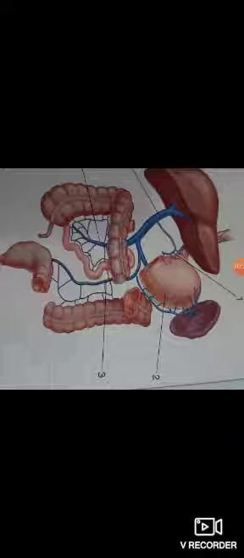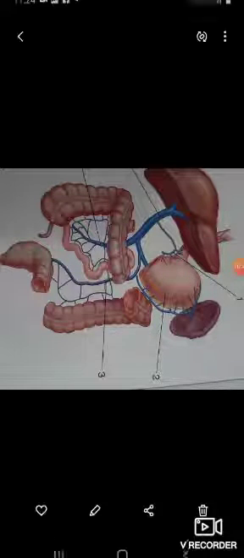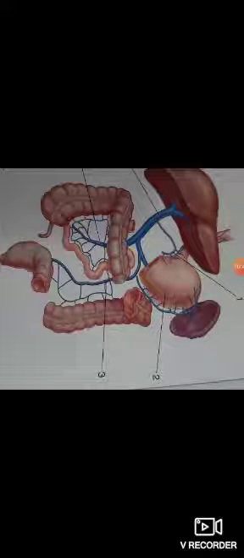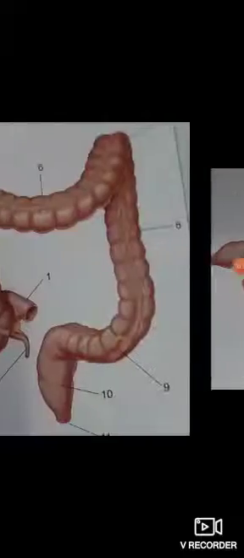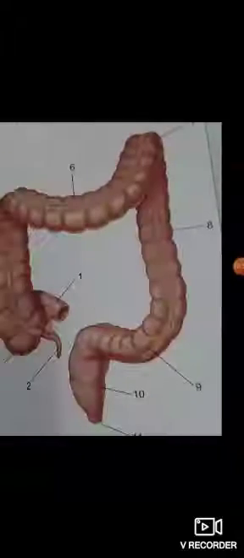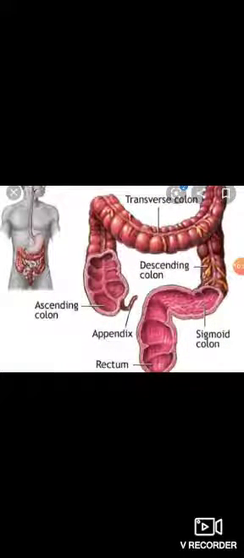Now, in the surface marking, we can see the cecum is marked in the right iliac fossa. It is about 6 cm long and 7.5 cm broad. Its axis is directed downwards and slightly medially. Now, the ileocecal orifice or valve. The ileocecal orifice is marked at the point of intersection of the right lateral and transtubercular planes.